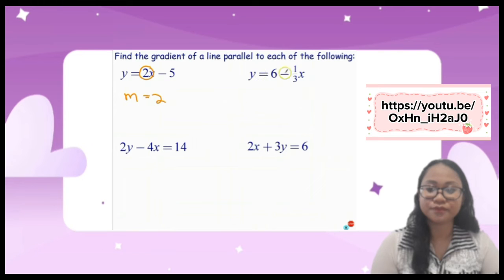With this equation, remember the gradient is the coefficient on x, not the first number. So that's really 6 plus negative 1/3. The coefficient on x is negative 1/3. So the gradient of this line is negative 1/3. And the gradient of any line parallel to it is also negative 1/3.